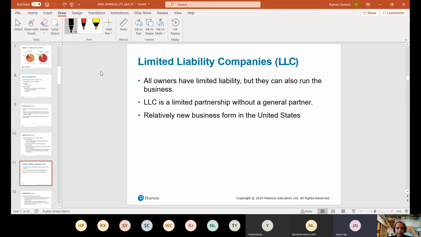Another form is limited liability companies, which allow owners to have limited liability, but they can also run the business. As you can see, all of this is legal terminology, and it all talks about the legal consequences that the owners are going to go through. An LLC is a limited partnership without a general partner, and is a relatively new business form in the United States.